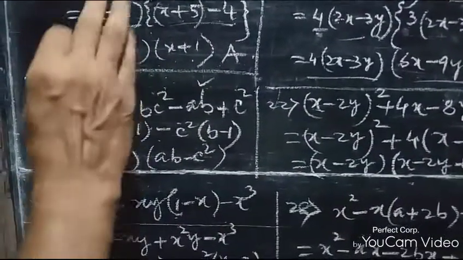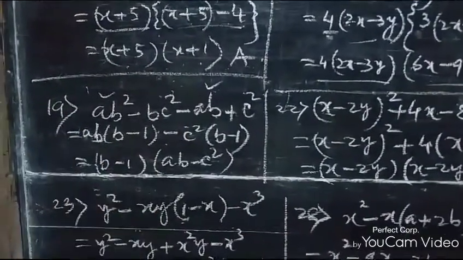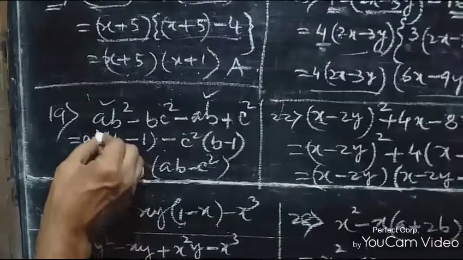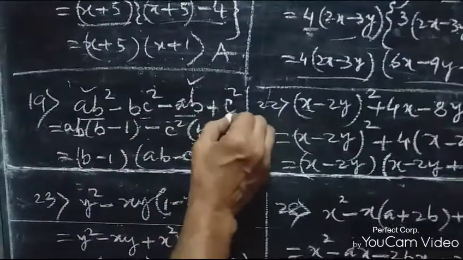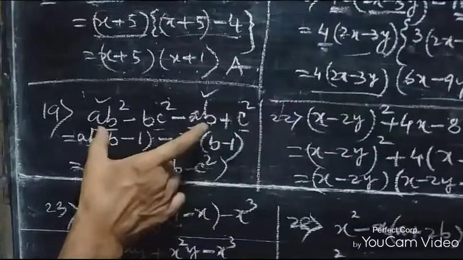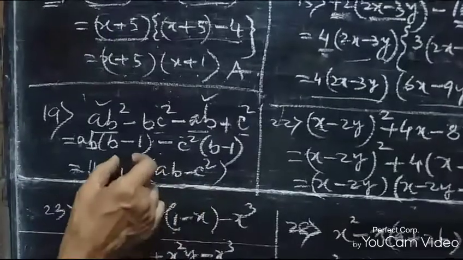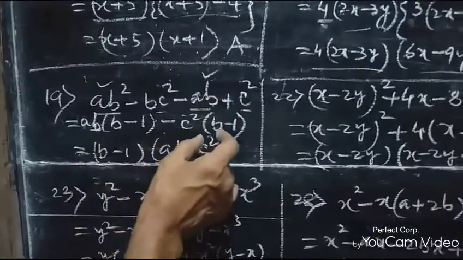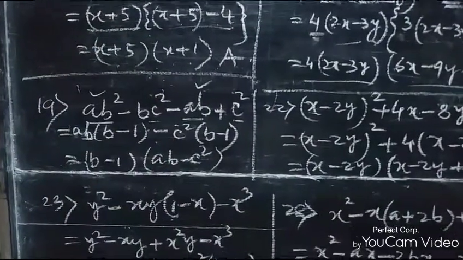See here, this is not the common binomial. You have to just make it a common binomial. What is actually given? AB square minus BC square minus AB plus C square. So try to choose from these the terms which, if you take the common, the binomial part will be common. Just like this, you have to arrange this one.